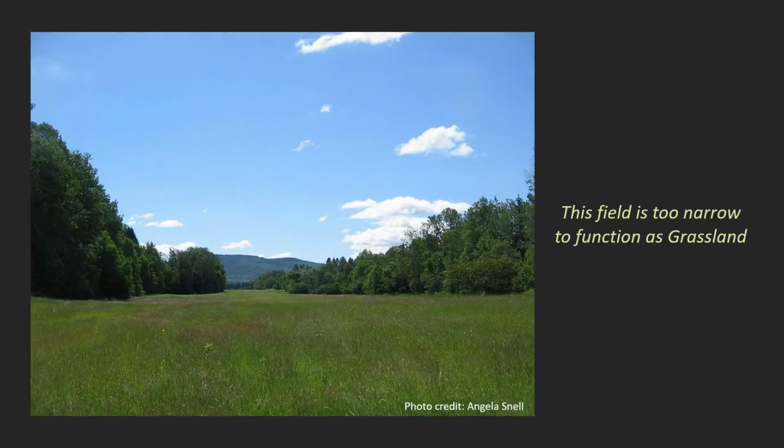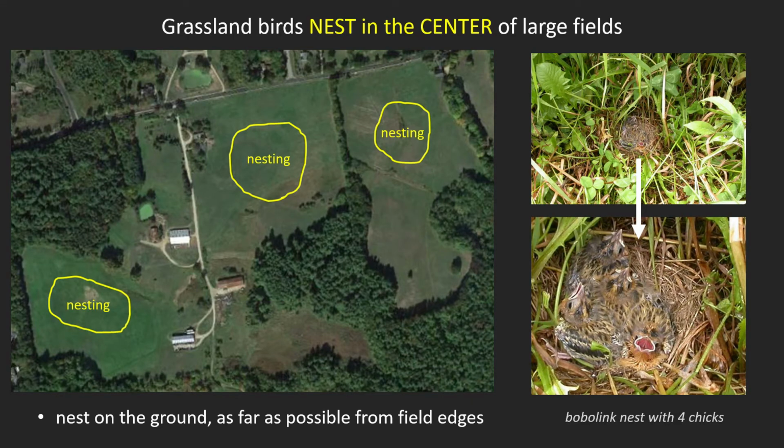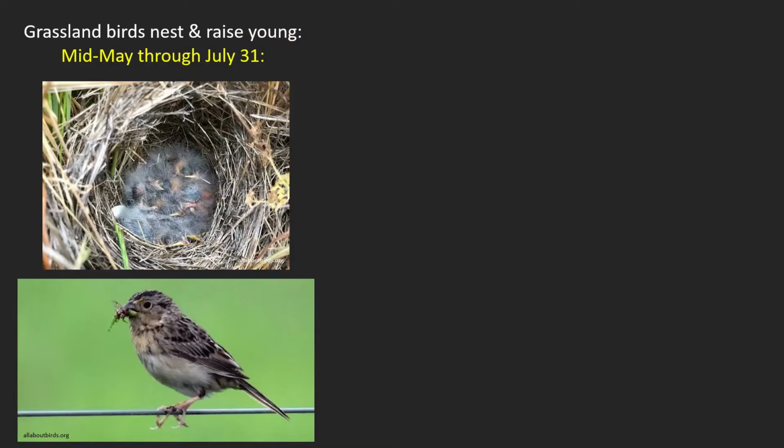For example, here is a field that is large enough to be a grassland, but it's too narrow to function as grassland. The reason it's too narrow is because grassland birds typically avoid nesting in fields where the field edges are close to the center of the field. And this is because grassland birds prefer to nest as far away from field edges as possible. These birds make their nests directly on the ground, and this makes them especially vulnerable to predators that tend to hunt along field edges. So these birds tend to only nest in large fields, and they tend to locate their nests near the center of these fields.